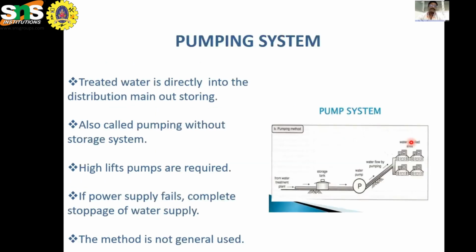Another one is the pumping system. The treated water is pumped directly into the distribution main without storing. So for example, it's very simple. You have your source here, and then your treatment system here, then your consumer is there. It is the opposite of the first gravity system, where you have to depend fully on pumping. You have to pump the water from the source to your treatment plant. You have to pump the water from the treatment plant to your distribution system.